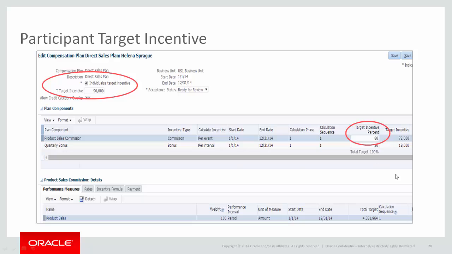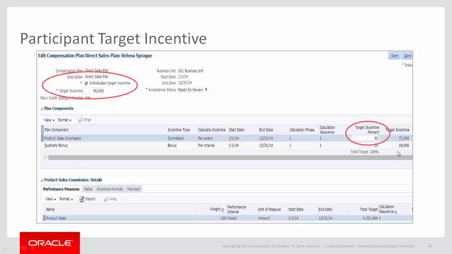Another thing that can be personalized is the weightings of the plan components. So in this example we're looking at right here for Helena Sprague, she's on a compensation plan that we call an 80-20 plan. 80% of her variable comp is going to come from the product sales commissions, 20% is going to come from her quarterly bonus. Maybe for her personally, maybe for her team, for her organization, maybe coming in as a competitive hire, she wanted to have a higher weight as the quarterly bonus and a lower weight on the commissions, or whatever the instances may be. Maybe different divisions or different managers want to stress different elements as a way to manage their people.